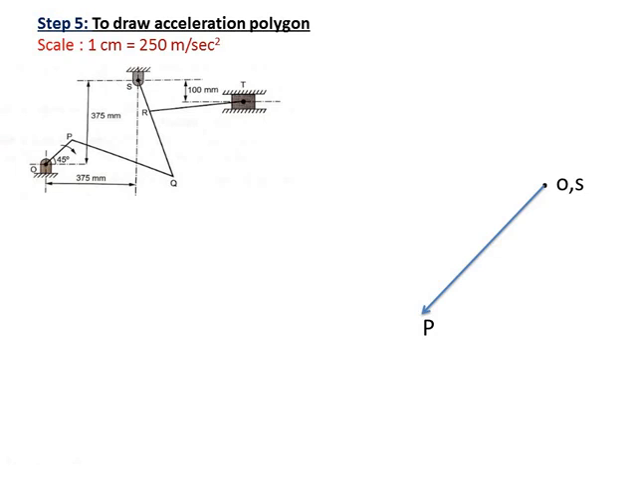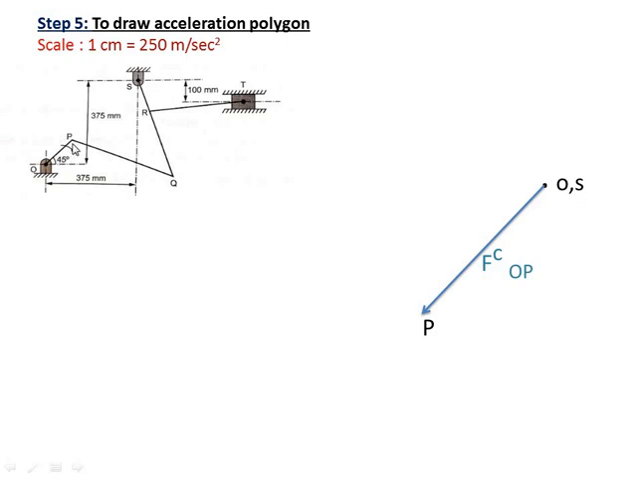This is the direction, and the magnitude we have already taken in the table. Convert it using the scale and you will get the centripetal acceleration of OP. After locating it, you have to draw the tangential acceleration of OP. But as we have seen earlier, the crank is rotating with uniform angular velocity, so the tangential acceleration will be 0. We will not draw any tangential acceleration as it is 0, so the total acceleration is the same, that is the centripetal acceleration.